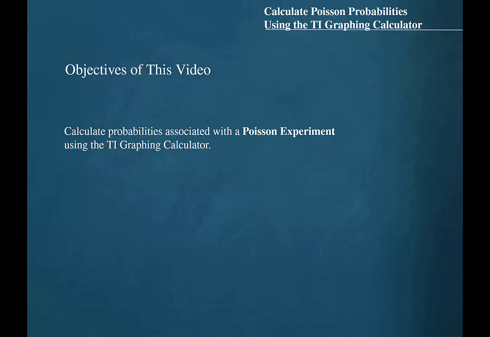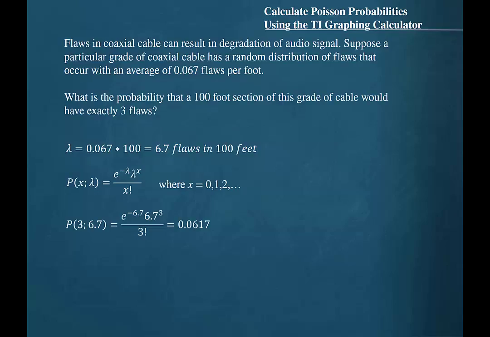The objective for this video is to learn how to calculate probabilities associated with a Poisson experiment using the TI graphing calculator. In a previous video, we used the formula for calculating Poisson probabilities to find what the probability would be that there would be exactly 3 flaws in a 100-foot section of coaxial cable that had an average occurrence of 0.067 flaws per foot.